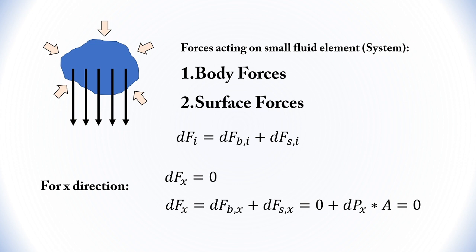Expanding out the equation, we can see that since the body forces are 0, so are the surface forces. If we do the same type of analysis for forces in the y direction, we have the same kind of setup. The total change in the forces is equal to the body forces plus the surface forces combined, which equals 0 in total. However, this time the change in the body forces in the y direction is equal to mg.